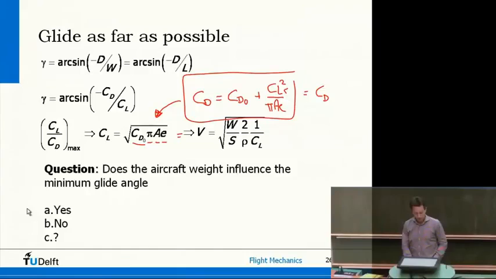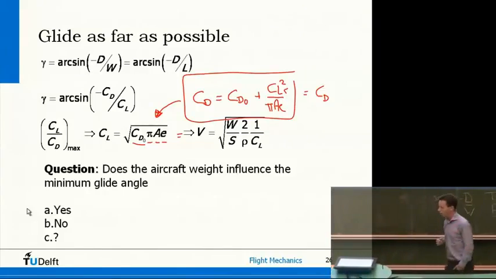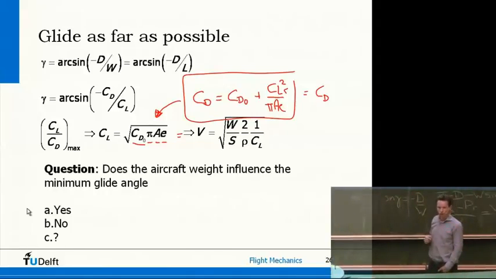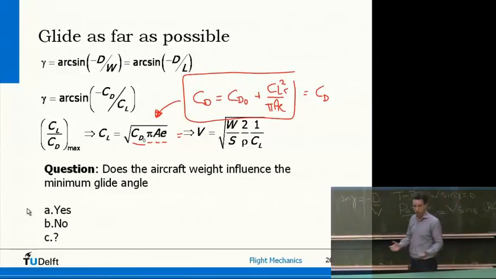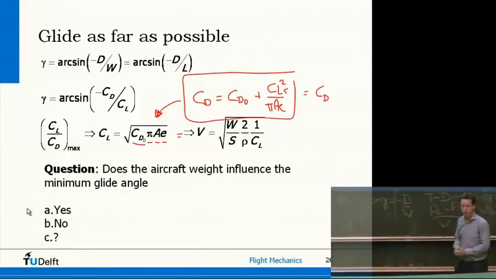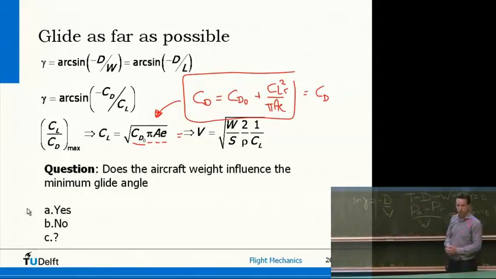Now, I'm not sure if you noticed this, but perhaps a question I can ask you. If I take one aircraft and I make it very, very heavy, does that then influence the glide angle? Does aircraft weight influence the glide angle? So would gliding flight of a heavy aircraft be better or worse than the gliding flight of a not so heavy aircraft, so the same aircraft with not that much weight on board? I don't know who thinks it's A?